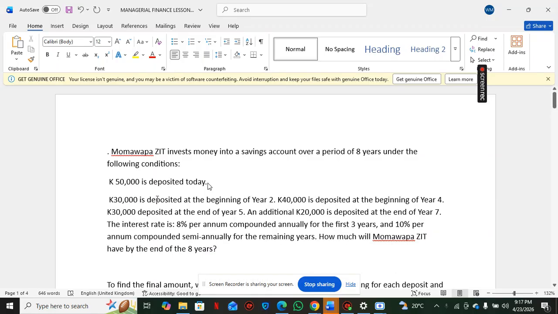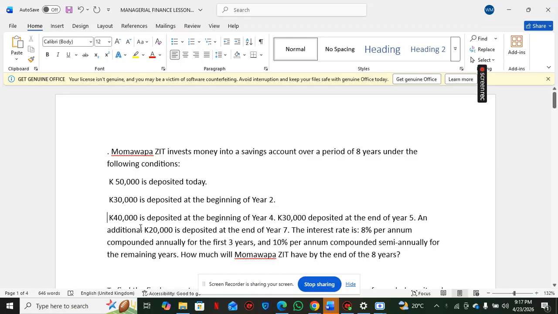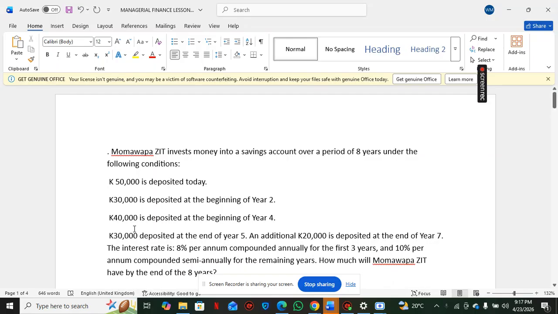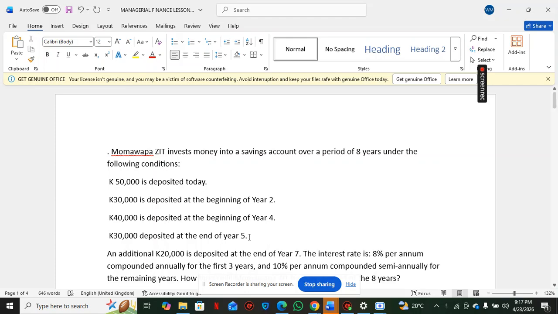then 30,000 is deposited at the beginning of year two, then 40,000 is deposited at the beginning of year four, then 30,000 is deposited at the beginning of year five, then an additional 20,000 is deposited at the end of year seven.